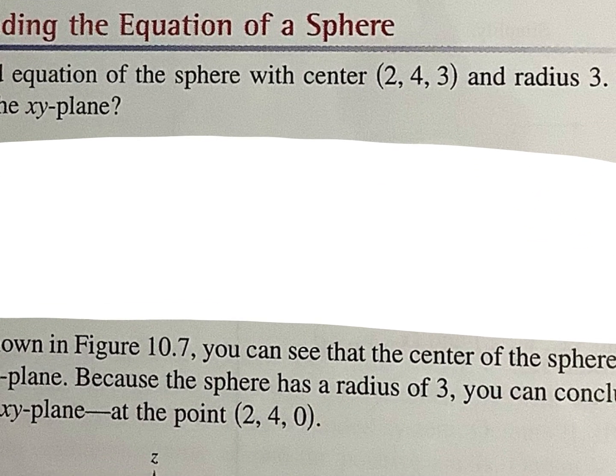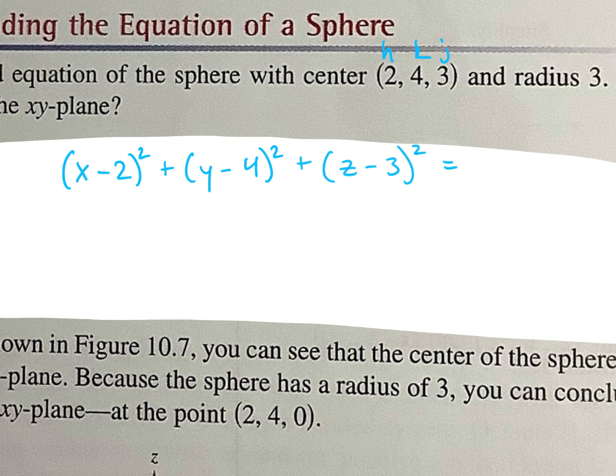So we can plug everything in. So this would be my h, k, and j. So x minus 2 squared plus y minus 4 squared plus z minus 3 squared is equal to r squared. And what's r? 3. So r squared would be 9.